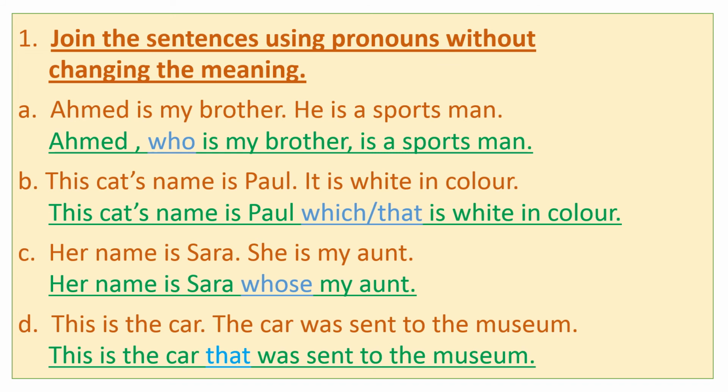The next sentence. This is a car. The car was sent to the museum. So again, this sentence is talking about an object, that is car. So we should use a relative pronoun that or which. Okay. So this is the car which was sent to the museum. Or we can write in this way also. This is the car that was sent to the museum. Is that clear? So when you're joining two sentences, you must remember that you must remove that full stop and use the relative pronoun instead of the full stop there. Okay, children? Hope you all understood. The other exercises you are going to do as your PW. Okay, children?